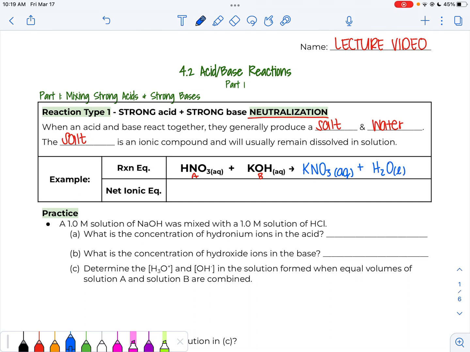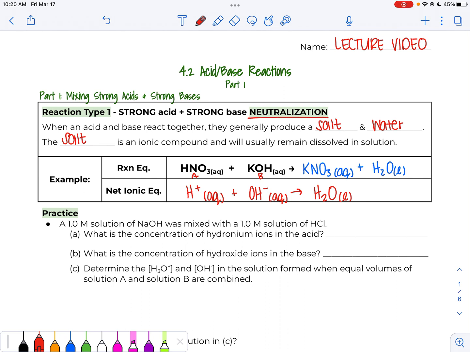All right, so what we really care about in this reaction is what's actually reacting to produce something. We don't care about our spectator ions. So for our net ionic equation, what are the things that are actually reacting? Well, we've got our hydrogen from our nitric acid reacting with the hydroxide from our base. And this is what's reacting to produce water, H2O. So there's our net ionic equation for this neutralization reaction.